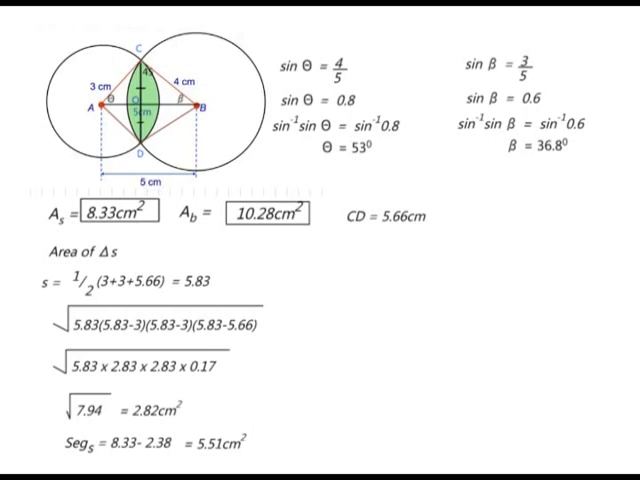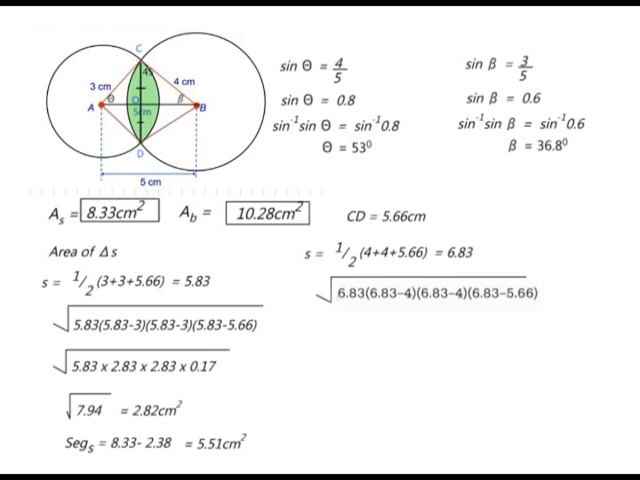We go to the larger triangle. S will be (4 plus 4 plus 5.66) divided by 2, and that will give us 6.83. Area is equal to the square root of 6.83 times (6.83 minus 4) times (6.83 minus 4) times (6.83 minus 5.66). That gives us 6.83 times 2.83 times 2.83 times 1.17. That should give us the square root of 64, and that is equal to 8 square centimeters.